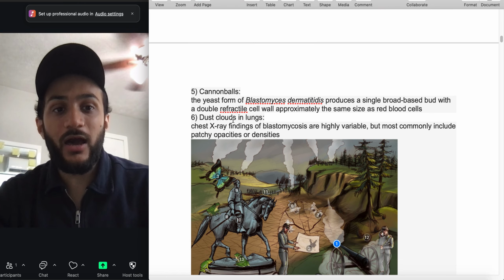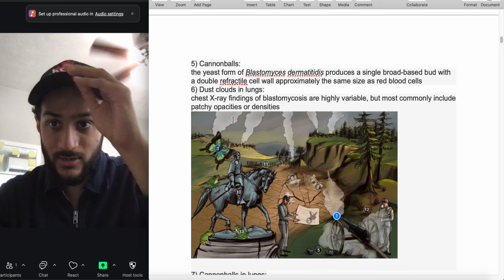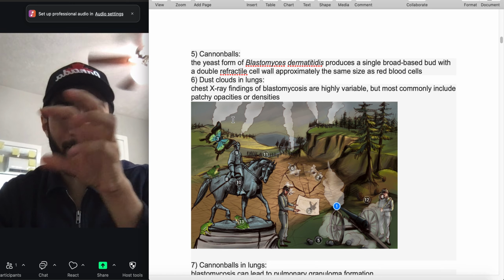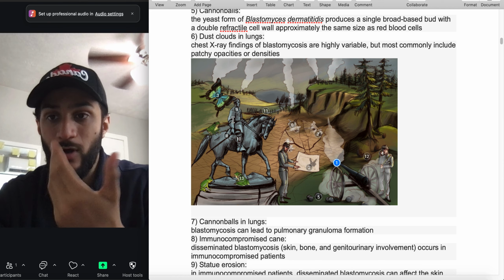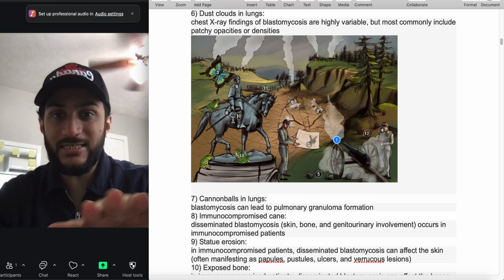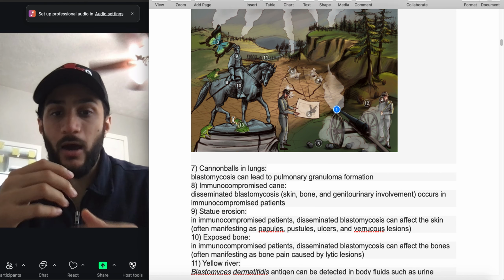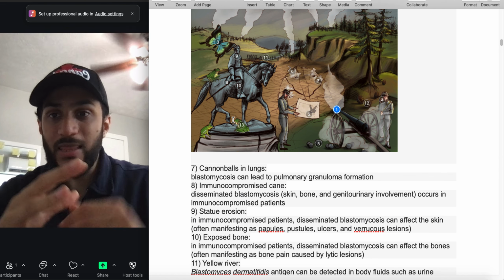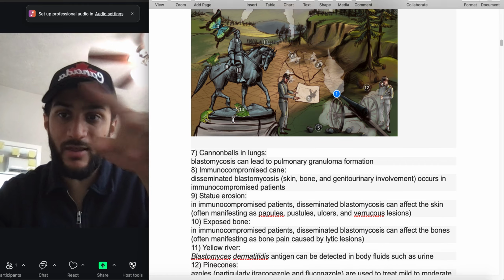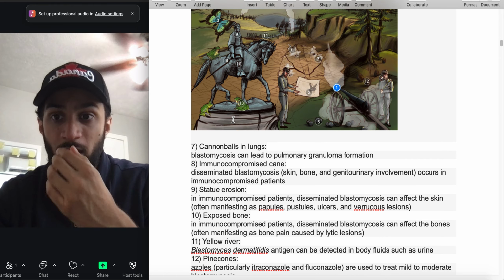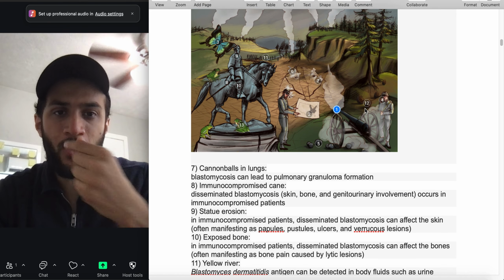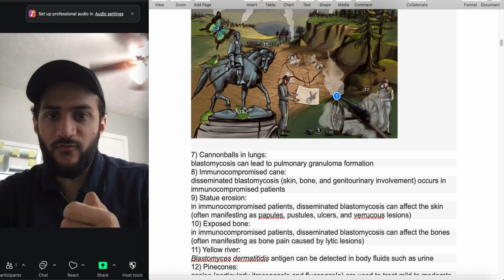So broad budding, same as the cannonballs, means broad budding, and it's going to be the same size as red blood cells. We can see over here that this is going to be causing patchy opacities and densities. And then we can see they can lead to granuloma formation. We can see over here there's going to be immunocompromise as well. Then we can see it can affect the skin, so it can lead to pustules, plaques, ulcers, verrucous lesions. Then we can see exposed bones, so this can cause osteomyelitis. And then we can see the river at the back. That's going to help us to remember that it can be detected in the body fluids. Then we can see these pike cones on the side. That means we can treat with azoles, and then frog means amphotericin.